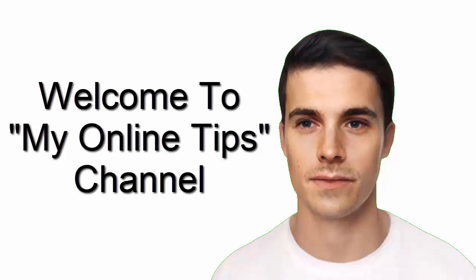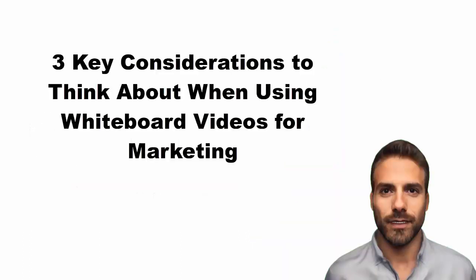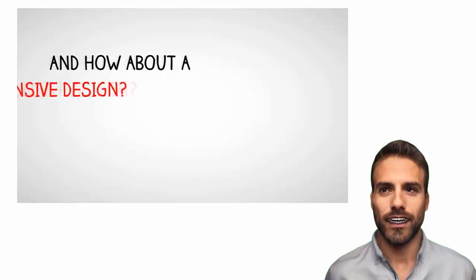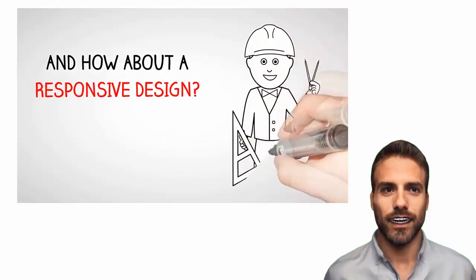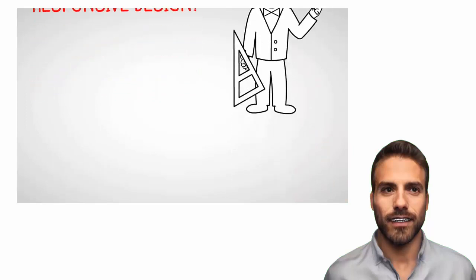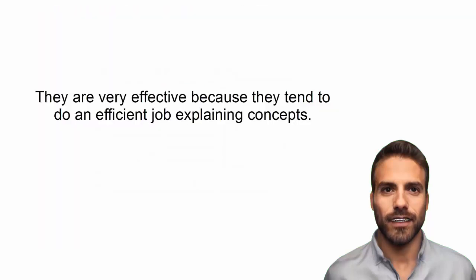Let's see today's video. 3 key considerations to think about when using whiteboard videos for marketing. You probably have seen whiteboard marketing videos before. They all start out with a hand or a blank screen, and then a hand shows up and draws images while a voiceover plays or some text appears explaining what's going on. They're very effective because they tend to do an efficient job at explaining concepts.